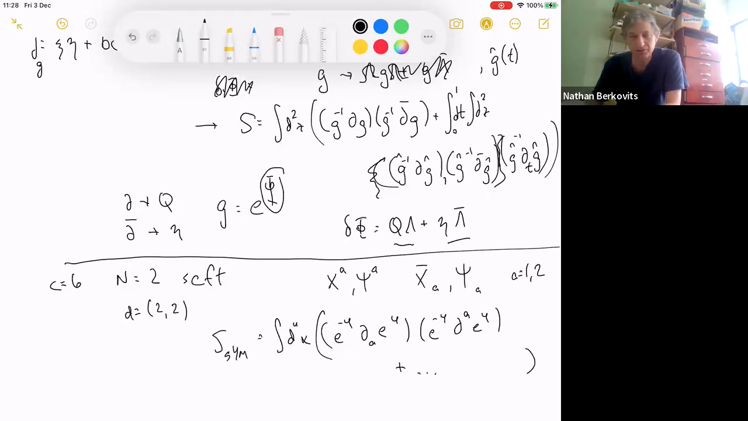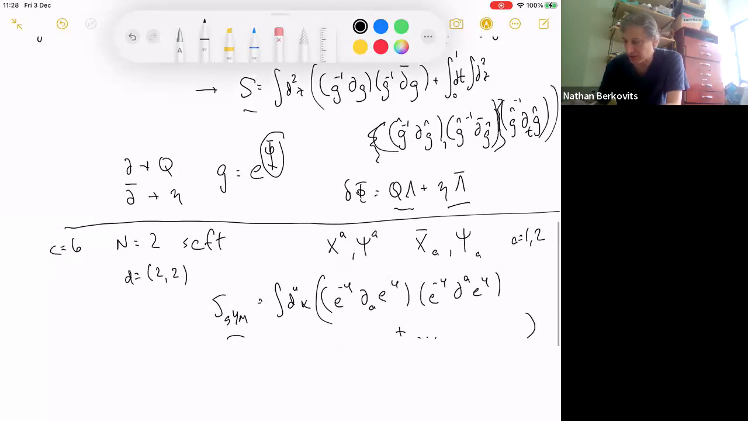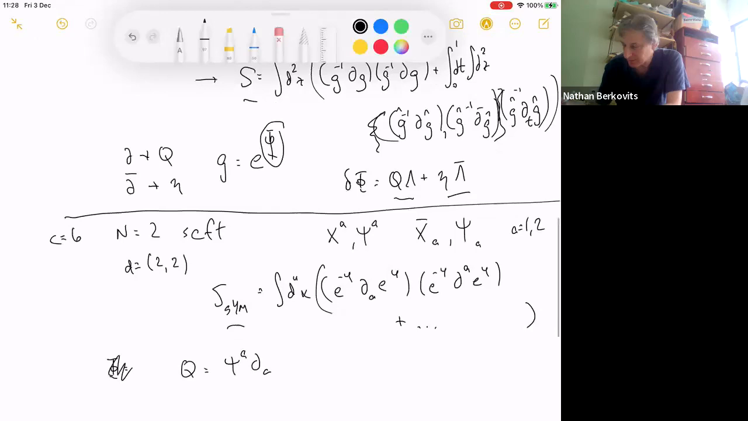It's called the Donaldson action. And you can see that there's a direct relation between these two actions. So if you think of your Q as being psi A D A, and eta as being psi A D A.